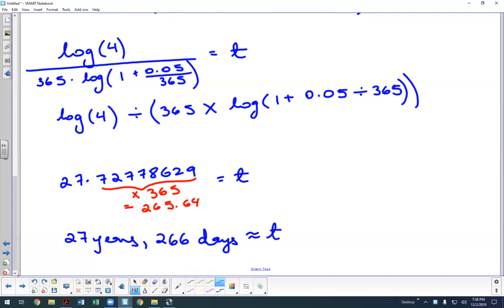And that's going to be your time. That's how long it's going to take $100 to grow to $400 at 5% interest. Because you know you're growing your money 4 times. That takes a lot of time. So about 27 years and 266 days. Did anybody's calculator not work and did not give you that answer?